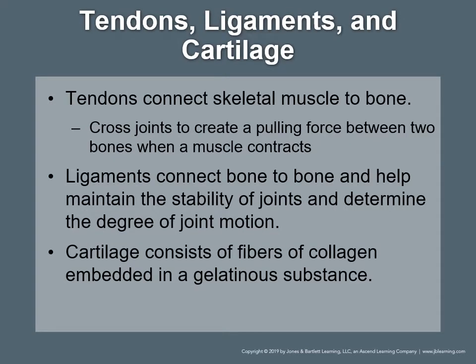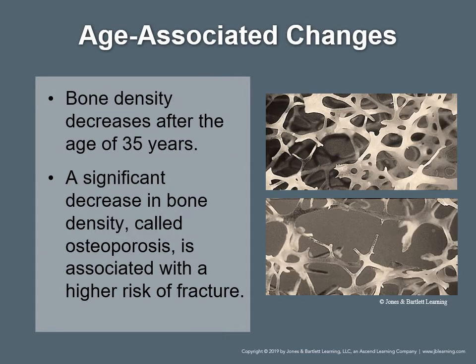Tendons, ligaments, and cartilage. Tendons connect skeletal muscle to the bone. Tendons cross joints to create a pulling force between two bones when a muscle contracts. Ligaments connect bone to bone and help maintain the stability of joints and determine the degree of joint motion. Cartilage consists of fibers of collagen embedded in a gelatinous substance.